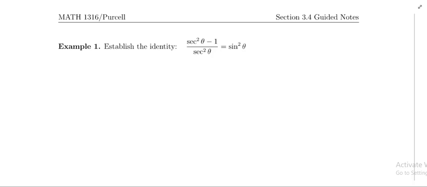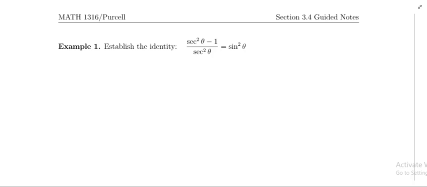Here's the first identity we are going to establish. Example 1 says establish the identity that the secant squared of theta minus 1, all over the secant squared of theta, is equal to the sine squared of theta. You are told that this is an identity, an equation that is true for every value of theta. When the directions say to establish this identity, you basically need to prove that this statement is true.